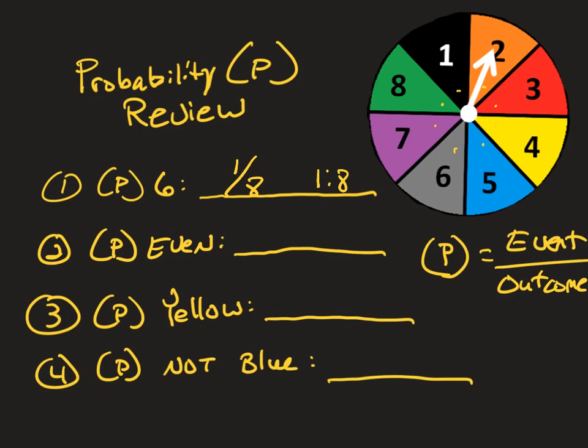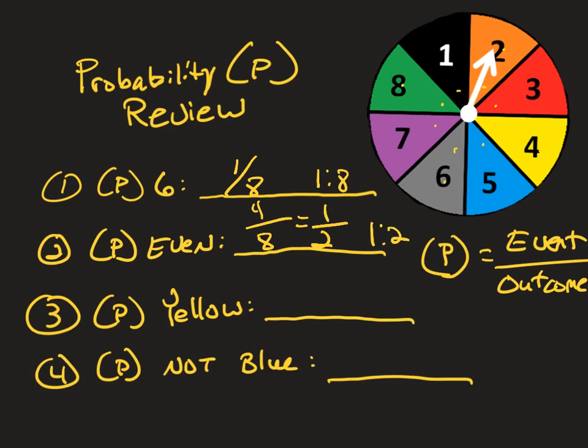Number 2 asks us to find the probability of an even number. So the outcomes are 8, and even numbers, there is an 8, 2, 4, and 6. So 4 out of 8 are even, and you would reduce that like a normal fraction, and you would get 1 over 2, or as a ratio, 1 to 2.